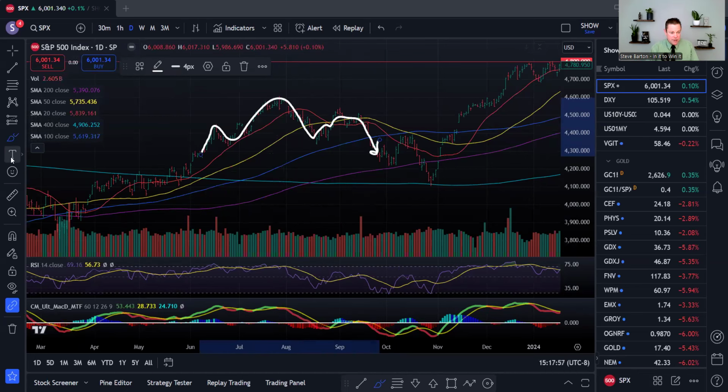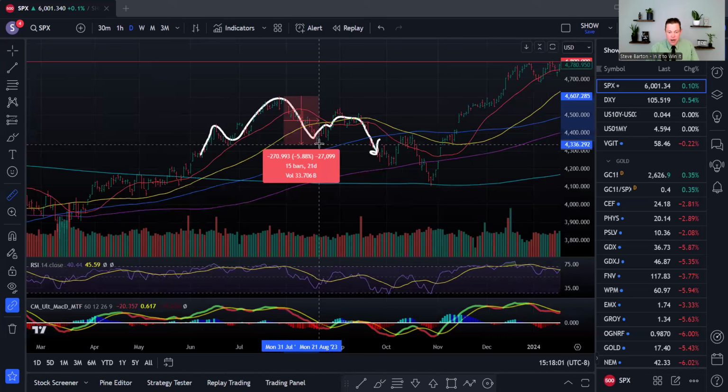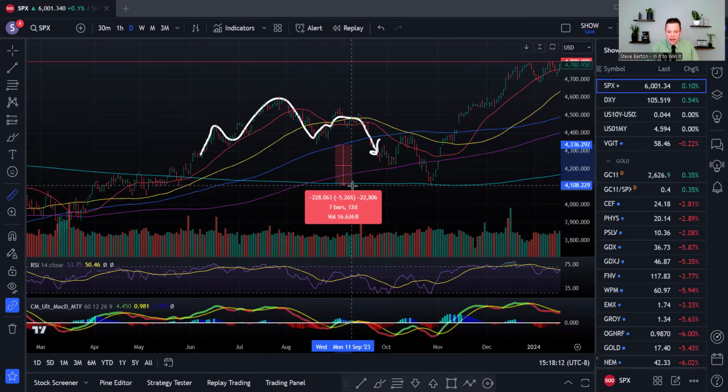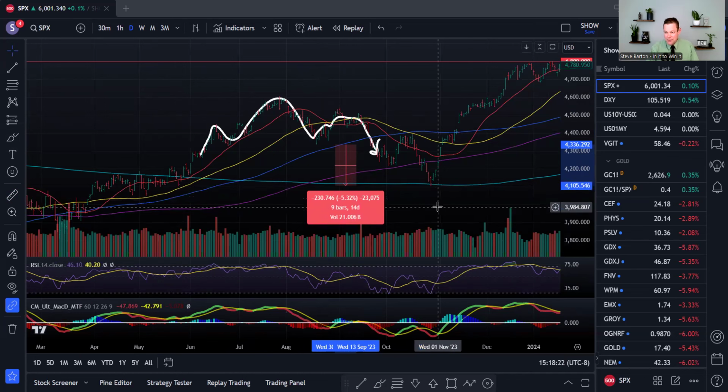So if we take the measurement from the top here, from the upside to the bottom, you get a difference of about $270 in the S&P 500. And so that would say that if you take from the neckline down here and go down, it had a measured move down of 270. And we got almost there, and it got down to 230. Pretty close, good enough for government work, right?